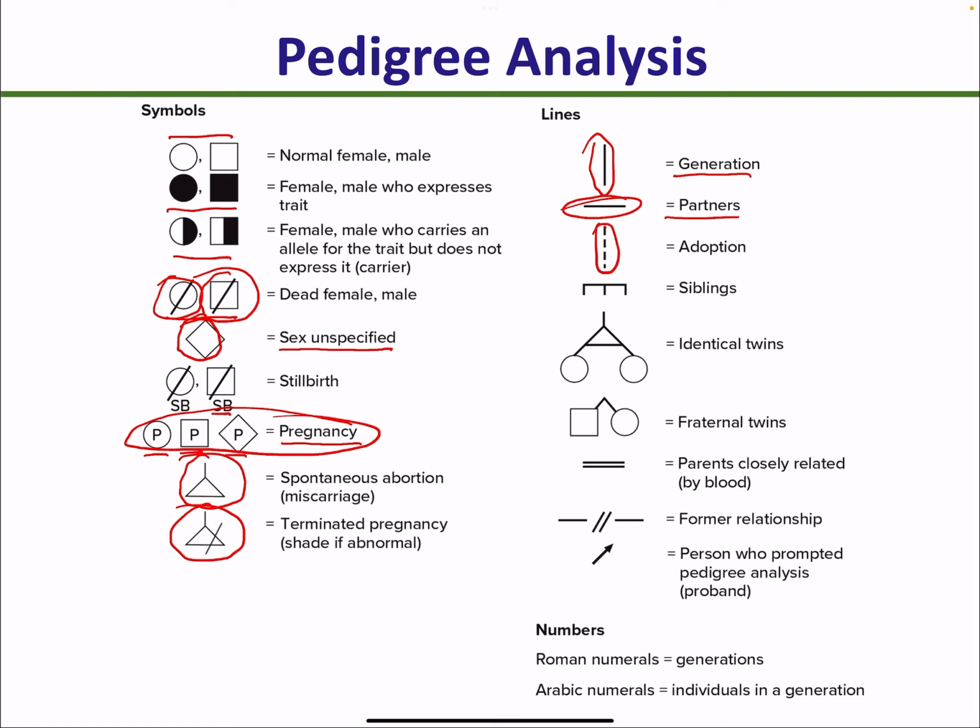Dashed lines like this are going to mean adoption. And like this, these are siblings. Okay? And then the other thing I want to show you here is when parents are closely related. This is the case of consanguinity. Okay? So these are the few signs and symbols I want to address in a pedigree analysis.